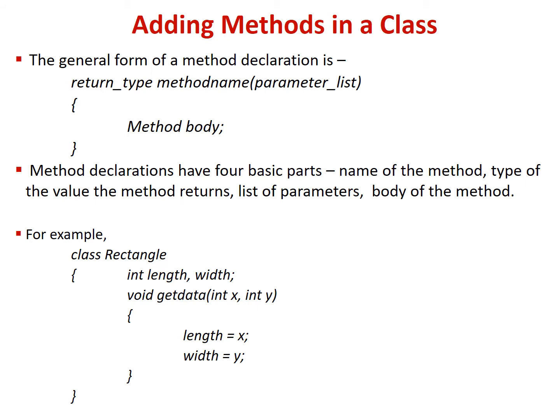Method declarations have four parts. The first one, the name of the method. Second, the type of the value the method returns. Third, a list of parameters. And number four is the body of the method. In this example, that is class Rectangle, there is a method called getData with two integer parameters x and y, and the method body assigns the value of x to the length data item and the value of y to the width data item. Also, the return type of this method is void, that is null.